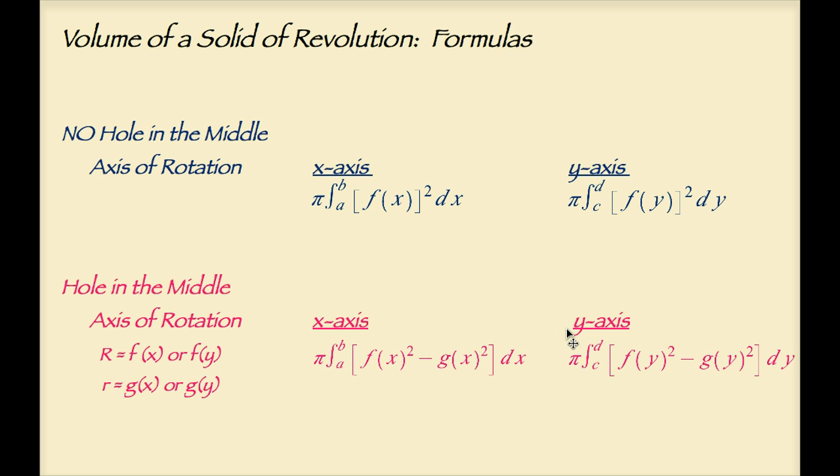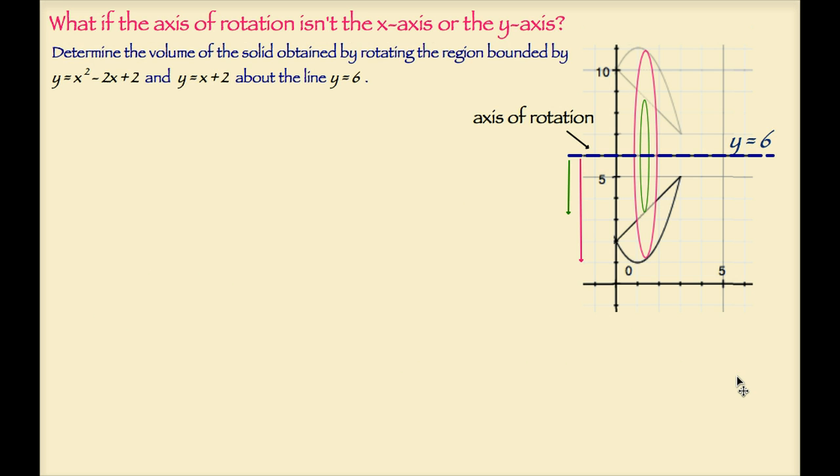If your axis of rotation is the y-axis, pi on the outside, c to d, the endpoints of integration, an interval on the y-axis, the outer function curve, f of y squared, minus the inner function curve, g of y squared, dy. What if the axis of rotation isn't the x-axis or the y-axis?